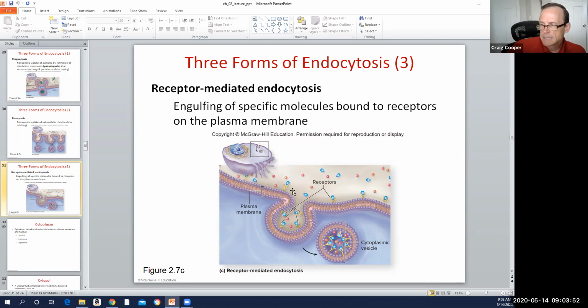So we need that signal of something binding to that receptor site to trigger us and say, oh, now's the time to create that little infolding so we can capture whatever it is that's out there that we want to bring in. And that thing was either too big, or it had the wrong charge, or it's not quite able to get through that membrane in some other way. So those are our three ways of letting things in: phagocytosis, pinocytosis, and then receptor-mediated endocytosis.